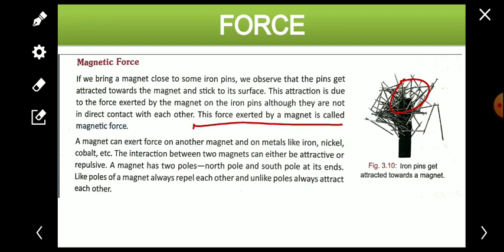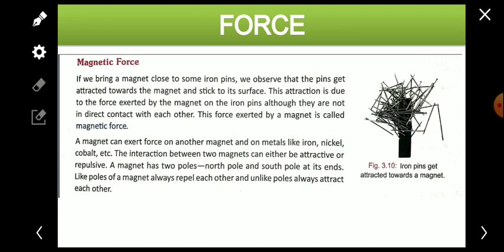This force exerted by a magnet is called magnetic force. In a simple way we can say that the force exerted by a magnet is known as magnetic force. A magnet can exert force on another magnet as well as on metals like iron, nickel, cobalt, etc. Also, the interaction between two magnets can either be attractive or repulsive.